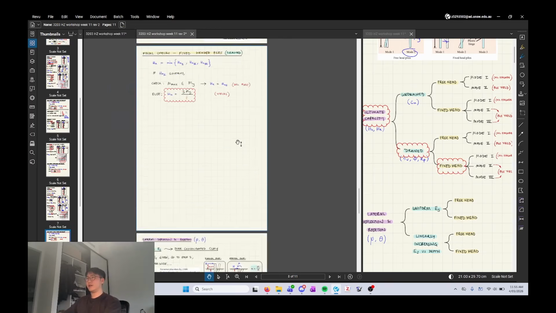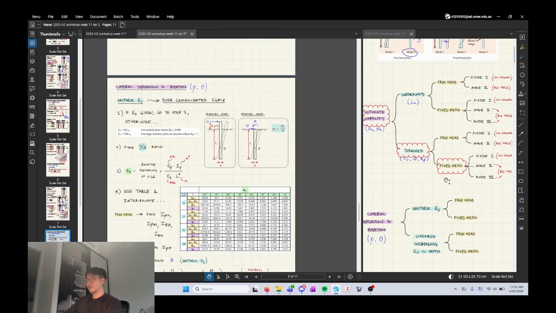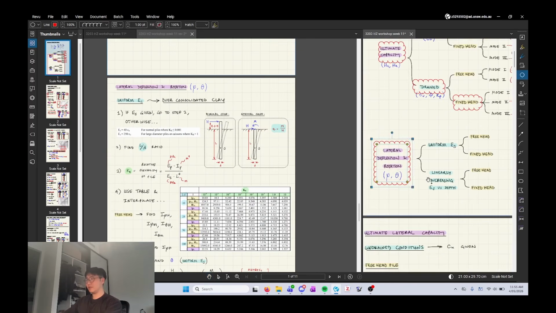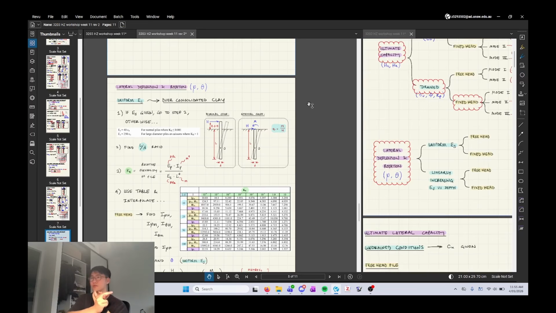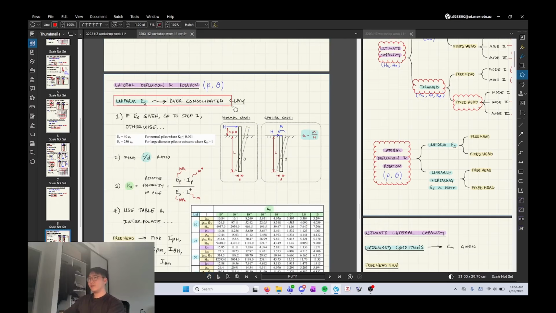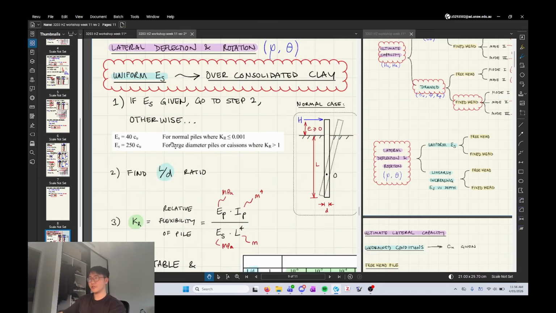Okay. All right. Next is lateral deflection and rotation. So now we're here. Now there's 2 different types you have to consider: uniform soil modulus, elastic modulus, or a linearly increasing elastic modulus versus depth. So for the uniform soil stiffness, that's basically over consolidated clays. Follow this rule. And if you're given elastic modulus directly in the question, then just move on to step 2. Otherwise, you should use this estimation.